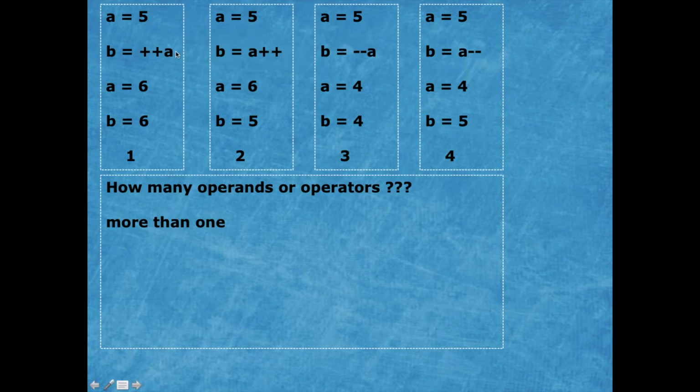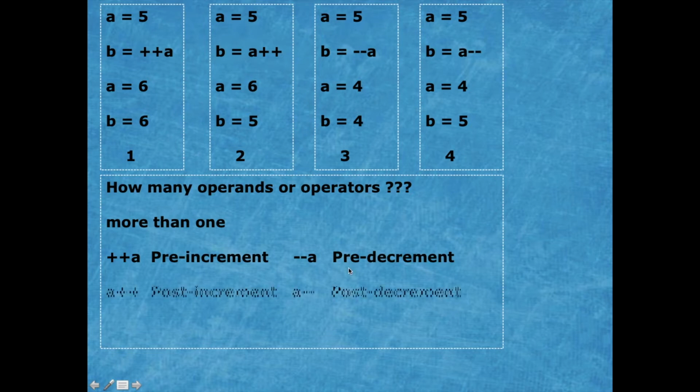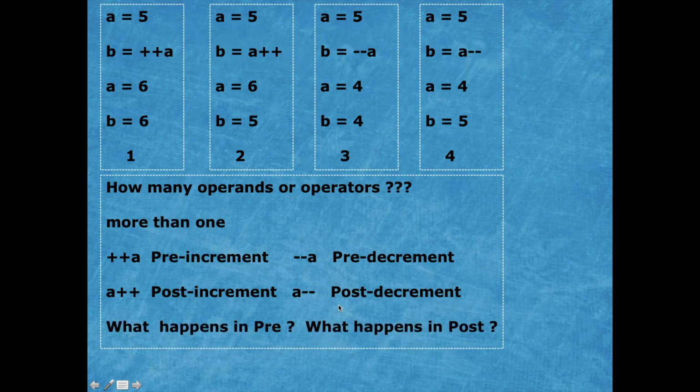But before that, just understand some terminology over here. Now onwards, plus plus A will be called pre-increment, minus minus A will be called pre-decrement, A plus plus will be called post-increment, A minus minus will be called post-decrement. So now let's understand what happens in pre and what happens in post.